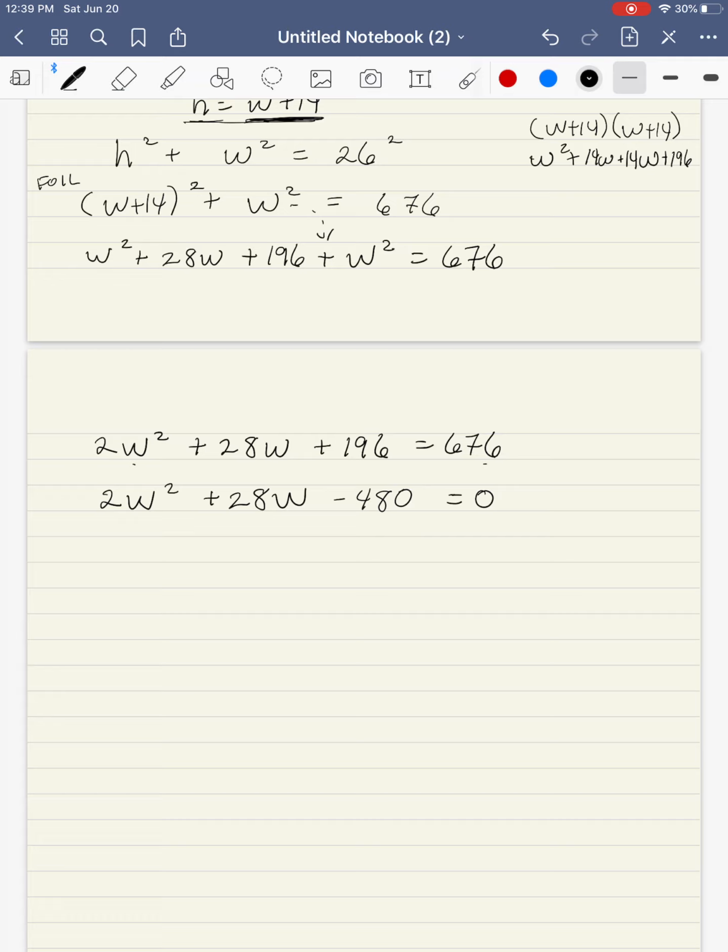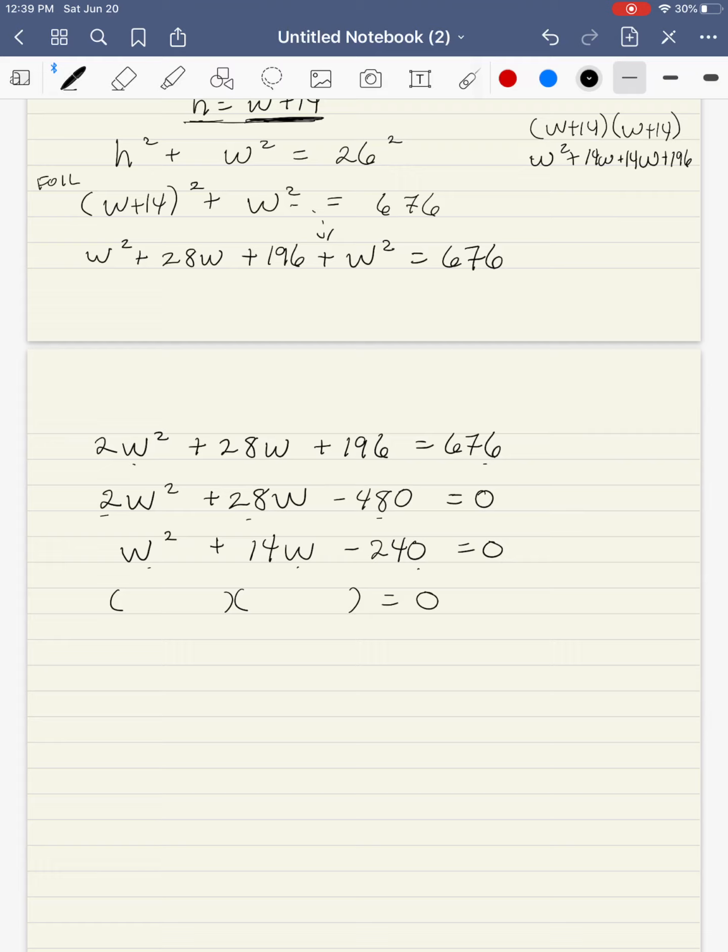All right, now we need to keep doing our quadratic process. And remember, the next thing we do is look for any common numbers to divide out to make our numbers smaller. And we see that we have a 2, a 28, and a 480. All of those are even numbers. So I can divide out and cancel the 2. So I have w squared plus 14w minus 240 equals 0. Then I look for common variables. I don't have a common variable, so I can't do that.